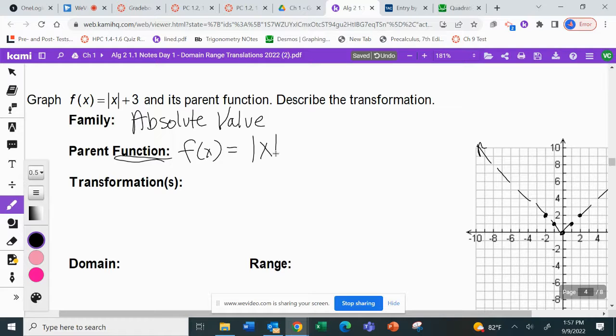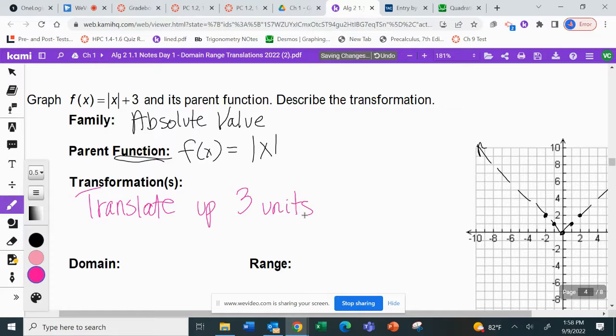Now, the equation up here is absolute value of x plus 3. We probably even did that one yesterday. What happens if we take absolute value of x and we add 3? What happens to the graph? It moves up. So the word that we're going to use is translation or translate. Translate up. And how far does it move up? 3 units.